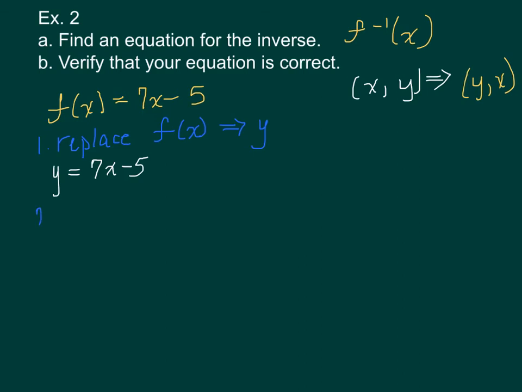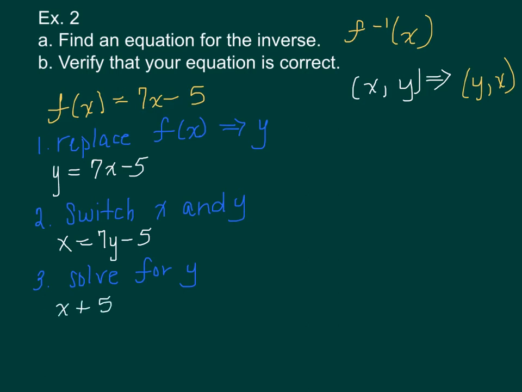Okay, step 2. Interchange or switch the x and the y. So this is going to be x equals 7y minus 5. Step 3, solve for y. So I'm going to get y by itself. So I'm going to add 5. And then I'm going to divide by 7 on both sides. So you can just leave it as y equals x plus 5 over 7.